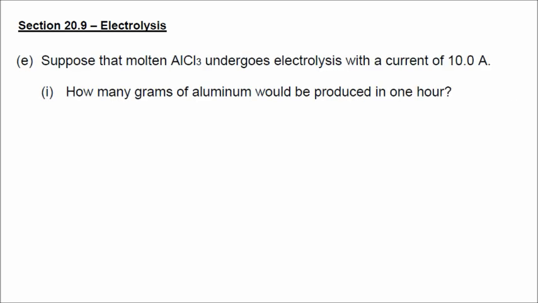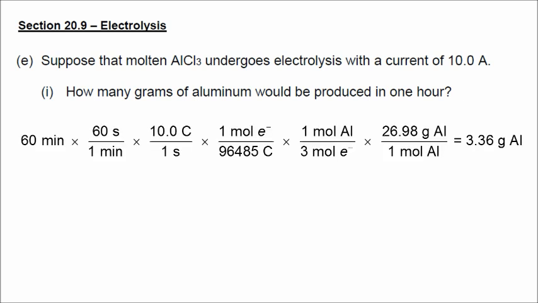Here we have two examples involving calculations with electrolysis. Suppose that molten aluminum chloride undergoes electrolysis with a current of 10 amps. How many grams of aluminum would be produced in 1 hour? So we have to go from hours to minutes to seconds. We have to go from seconds to coulombs, from coulombs to moles of electrons, from moles of electrons to moles of aluminum, and then finally to grams. So 60 minutes times 60 seconds. Now we have 3,600 seconds per hour.